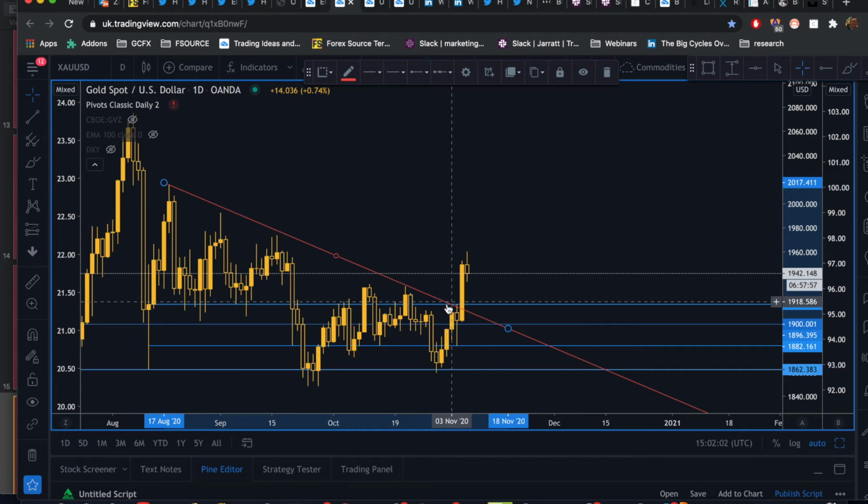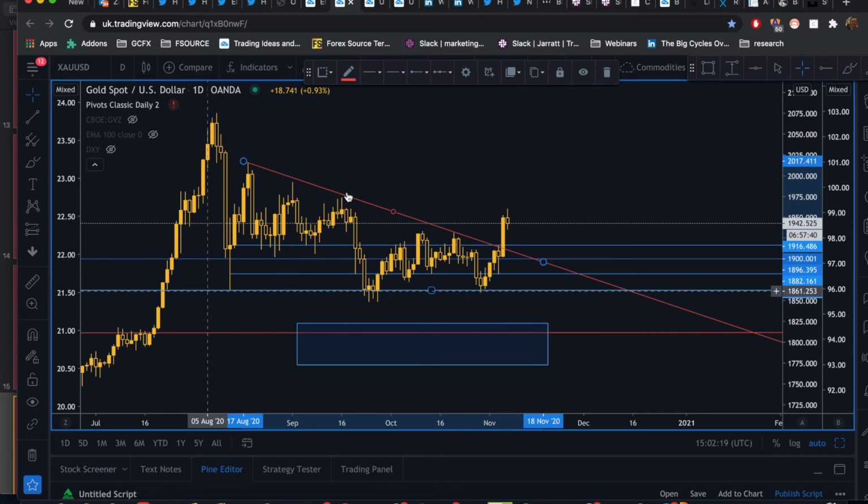This was the place to enter, a trend line break, lo and behold, fantastic, a nice, quick, short, sharp rip up higher on that trade there. So that was a really good scenario of a simple trend line break. Fundamentally had a bias to buy gold.